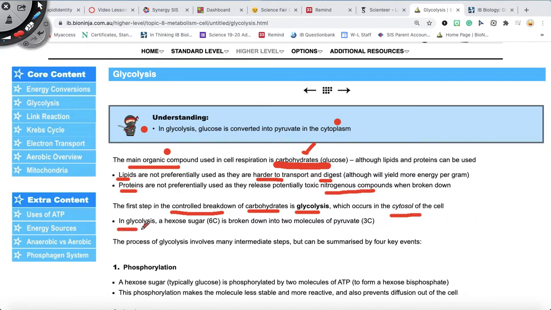And this is the first step that happens in glycolysis. We have a 6-carbon sugar, which is a hexose sugar, and we break it down into 2 molecules of pyruvate. So notice that we're taking a 6-carbon sugar and we're breaking it down into a smaller 3-carbon sugar, and it's 2 of those smaller 3-carbon sugars. Now there's many intermediate steps, but we can summarize glycolysis into 4 key events.